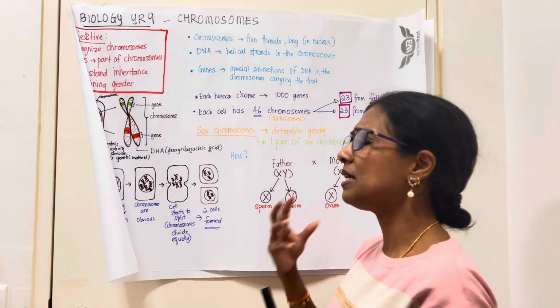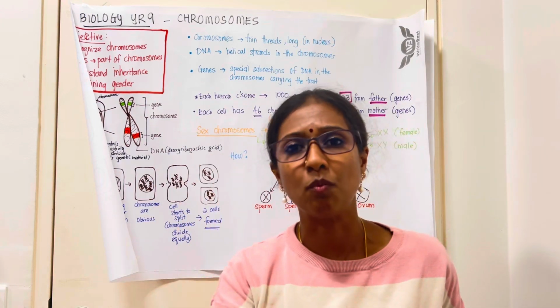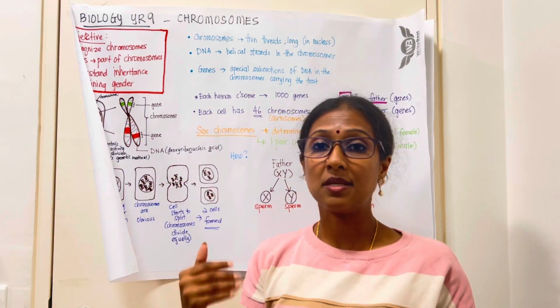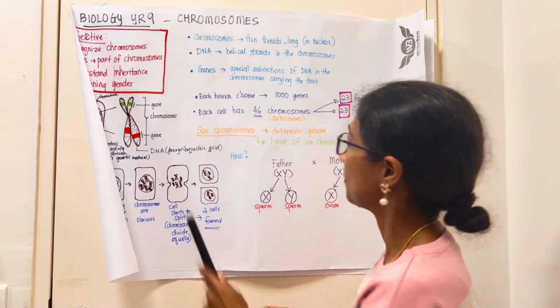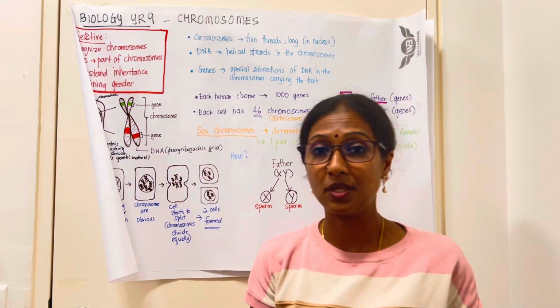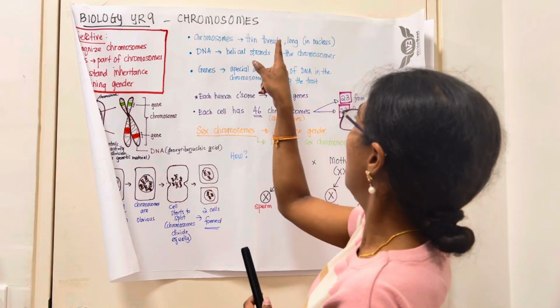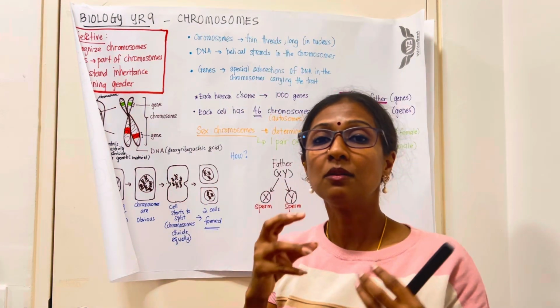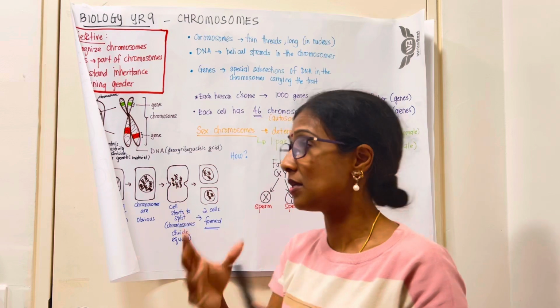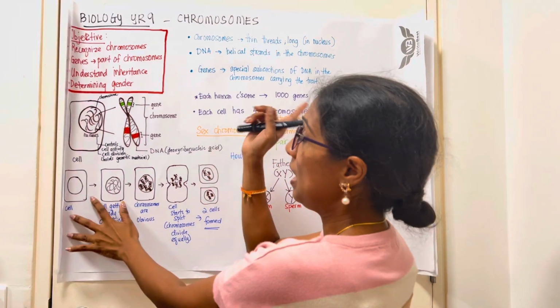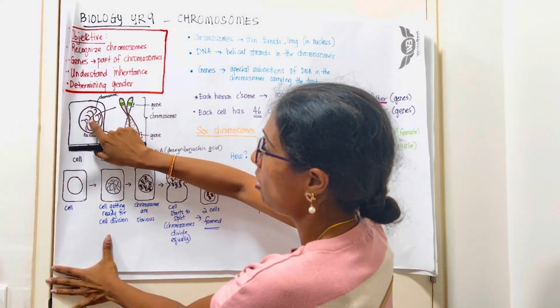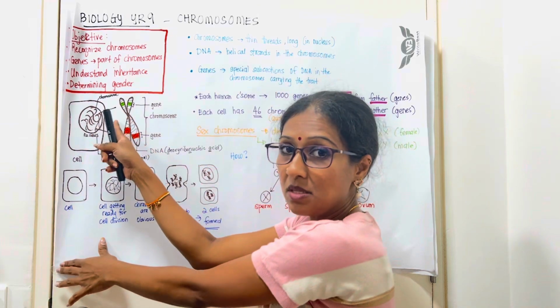Now, what are these fancy words? What is a chromosome? What is the DNA? What is the gene? Now, let's look into that. These are the definitions. I hope you can see. Chromosomes are long, thin threads in the nucleus. Let's see if it makes sense. Chromosomes are long, thin threads. It looks like a thread.